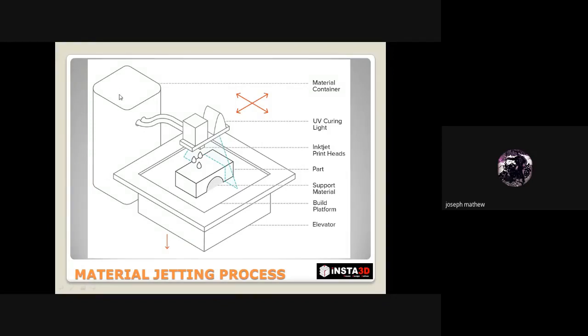So this is a material container where the material is available. 2 kinds of materials or 4 kinds of material can be loaded into the material container. And these tubes carry the material into the print head. So this print head has an inkjet print head, where numerous nozzles are available, and this print head prints layer by layer, one above the other, and then the final part is obtained. And on the right side is the UV curing light, which cures the 3D printed part once the layer is formed.